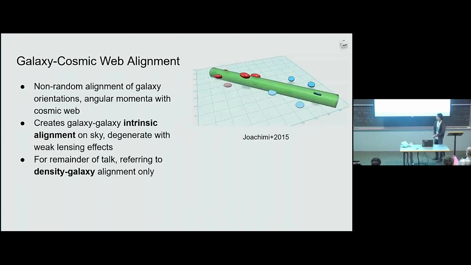So just, again, a super quick overview of galaxy cosmic web alignment, since we're all familiar with it. Basically, since galaxies are forming from the cosmic web, tidal torque theory and tidal stretching theory predict that galaxies will form with non-random alignment of their angular momenta and orientations with the cosmic web filaments, walls, etc. This, in turn, creates what's called intrinsic alignment between galaxy pairs on the sky, which is an important nuisance parameter to characterize for weak lensing. However, for the remainder of this talk, I'm not going to be talking about intrinsic alignment when I refer to alignment. I'm going to be talking about direct density and galaxy alignment only.